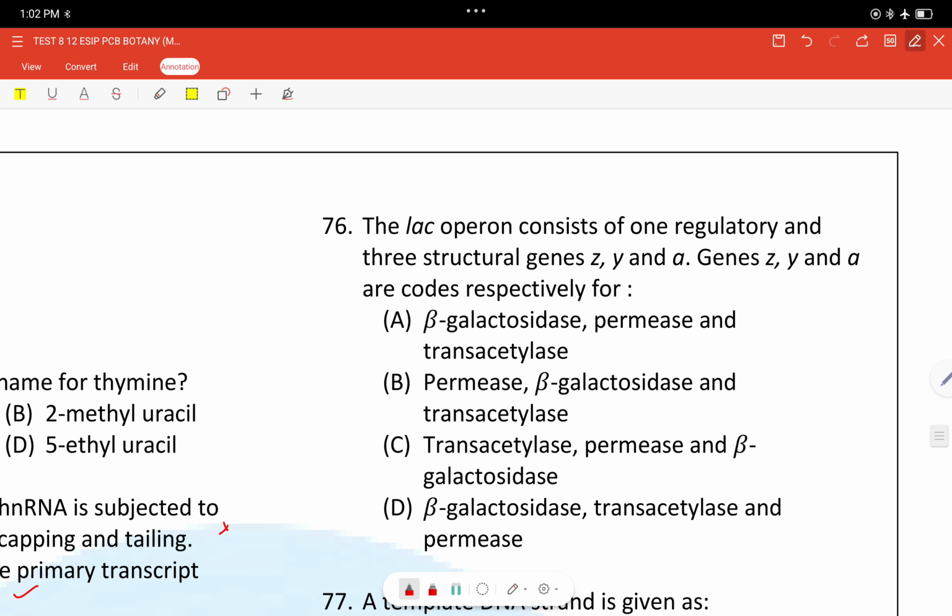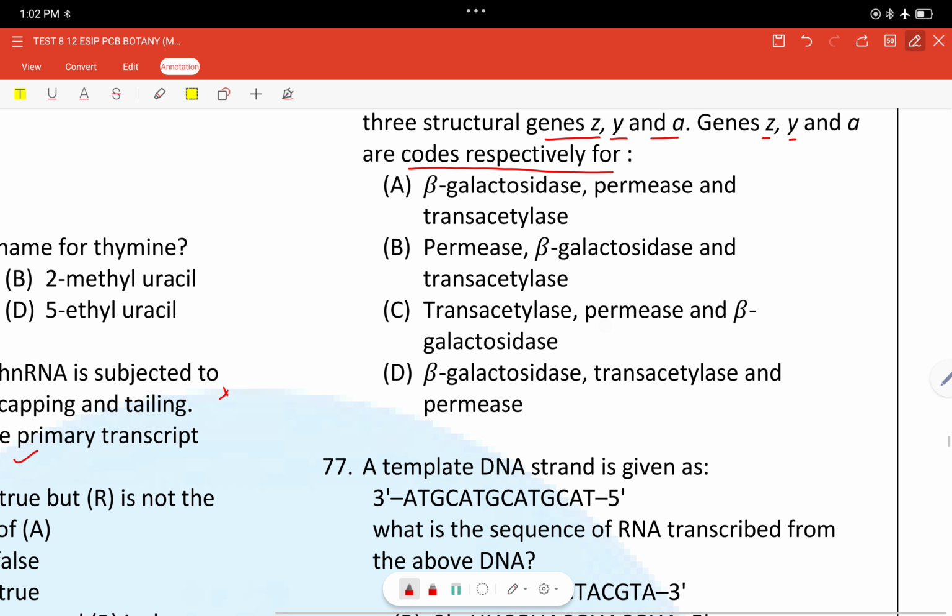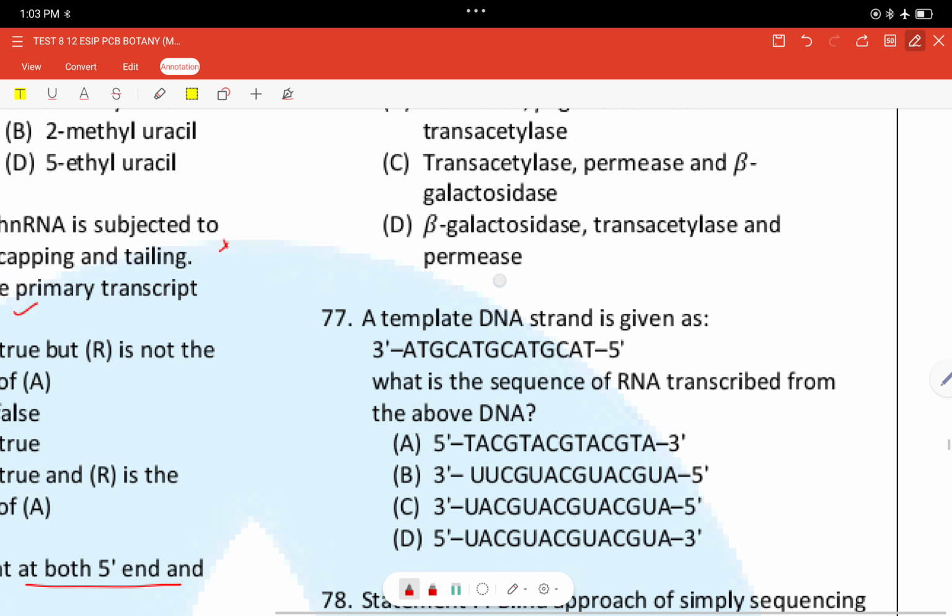Next is lac-operon consists of 1 regulatory and 3 structural genes, which is Z, Y and A. Genes Z, Y and A code respectively for, answer is this: beta-galactosidase, permeases and transacylases.